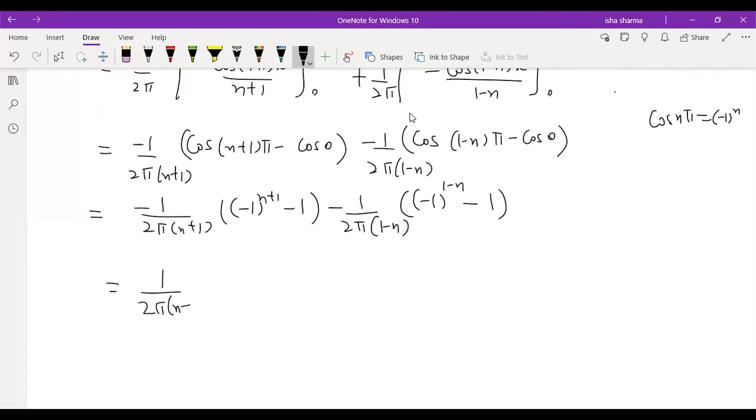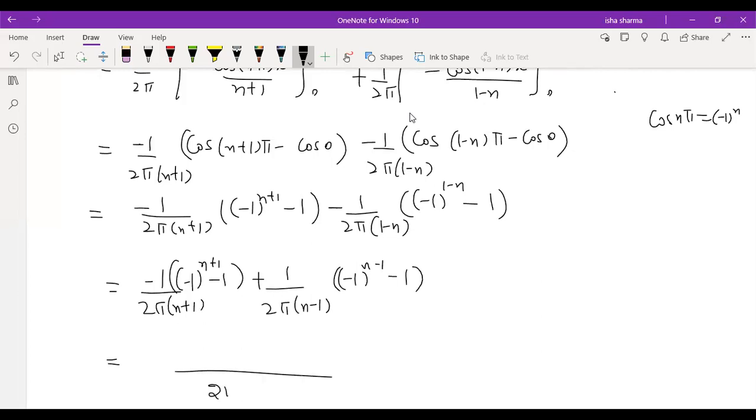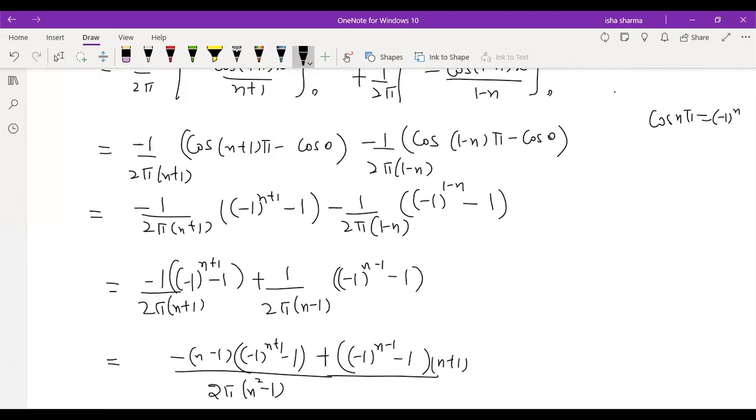So this will be 1 by 2 pi n plus 1, minus 1 raised to power n plus 1, minus 1. This is there. You can take the negative inside. And from here, 1 by 2 pi n minus 1, minus 1 raised to power n minus 1, minus 1. So you can take the LCM 2 pi n square minus 1, because n plus 1 into n minus 1 will give you n square minus 1. So this way you will be getting minus n minus 1 into this plus into n plus 1. So you can further simplify it if you want.